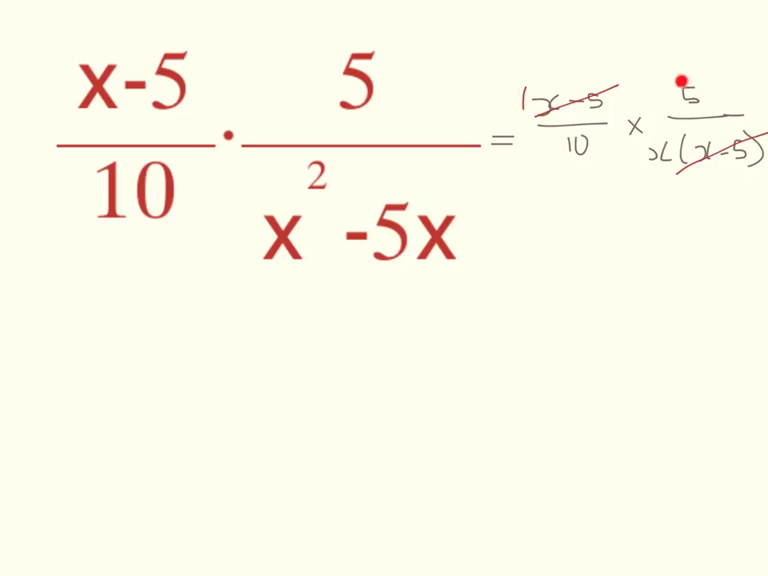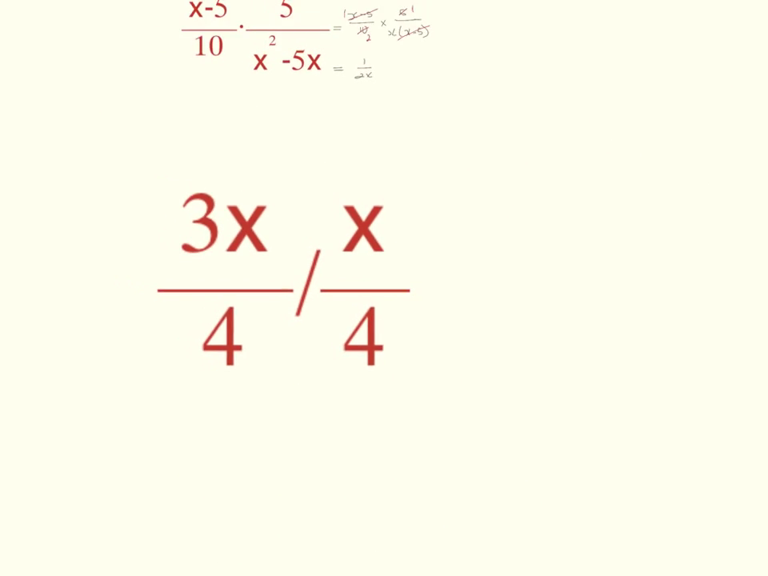Again, this 5 will interact with this 10. 5 goes into itself once and it goes into 10 2 times. We can now finish this off by just multiplying the top and the bottom of what's left. 1 times 1 gives us 1, and 2 times x gives us 2x. And just like that, that is done. Just like that. Okay, again, here's another one.